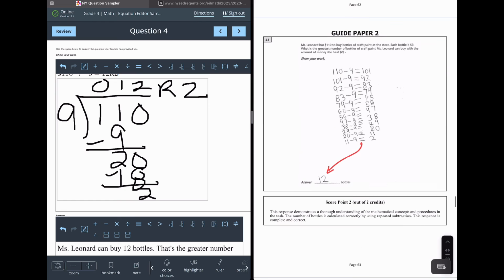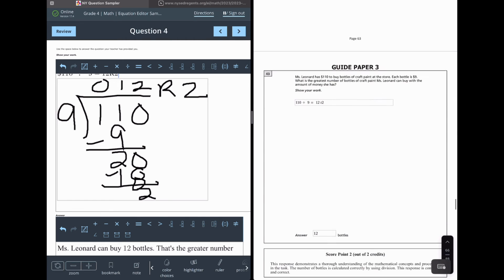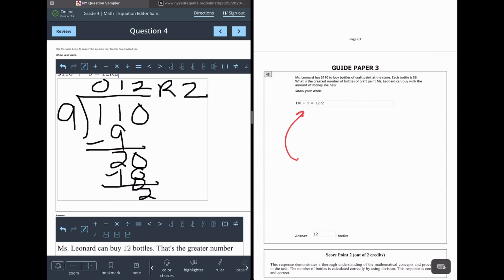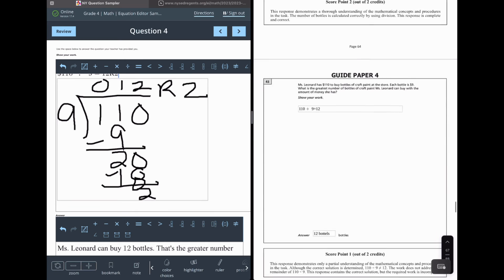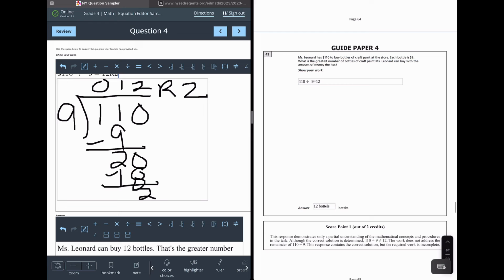But he has the answer here. Ooh, that means this kid would have had to put all of this in the show your work, which is a lot to write. This kid just did the number sentence, just like we had, and that was enough work. All right, this kid has to write answer, but look up here, 110 divided by 9 isn't 12, there's a remainder. So he lost a point because he didn't have remainder 2 in his work. So please, if you have a remainder, make sure you're copying it in there.